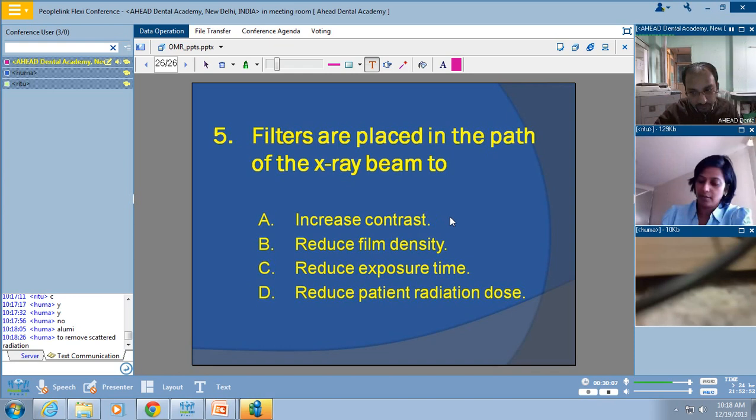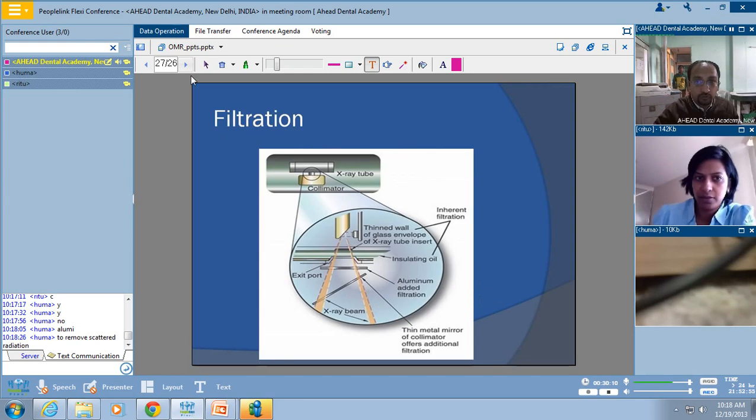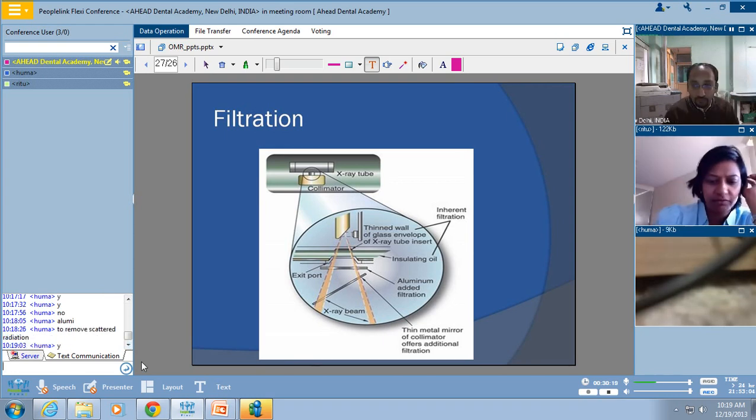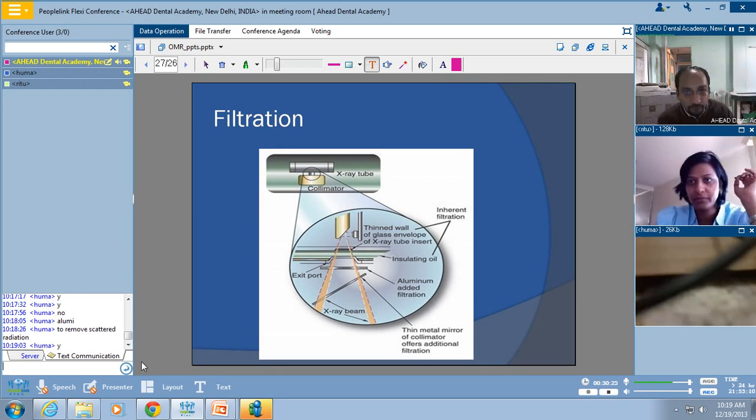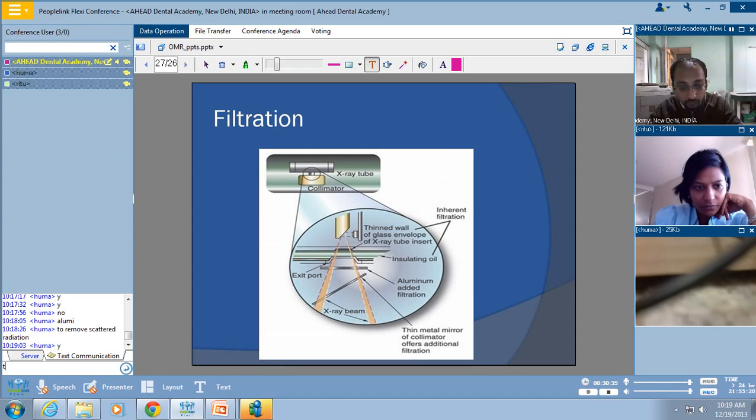Where is the filter actually placed? Can you see this presentation? We have an X-ray tube, we have a filter, okay? And if you see the magnified part, you can very clearly make out that the basic purpose of the filter is to remove X-rays of lower energy.